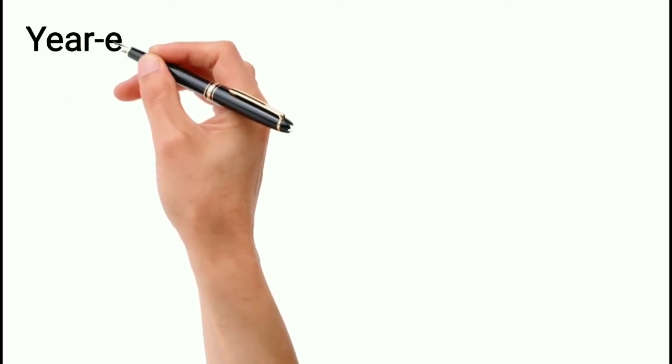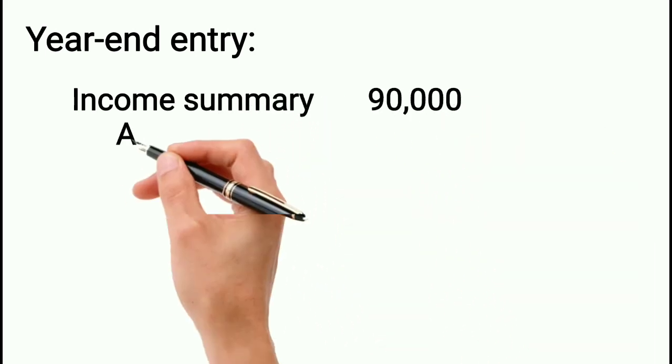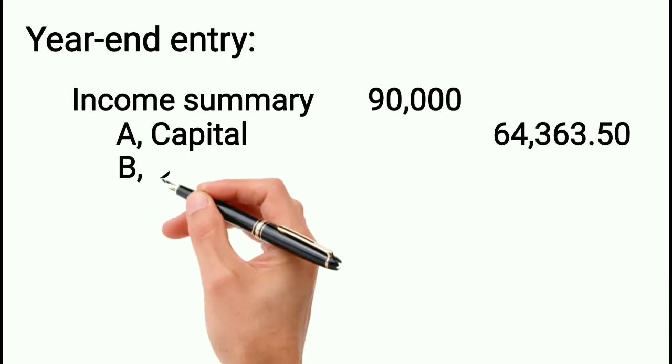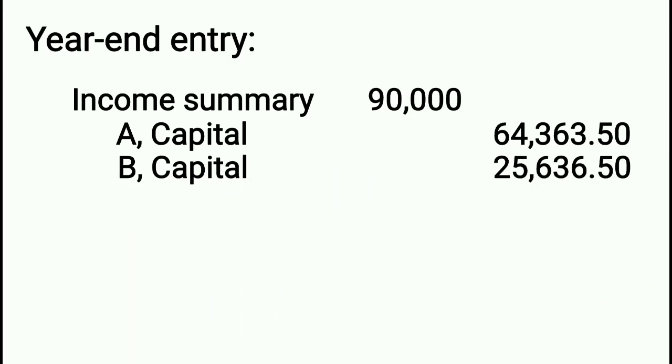We can now provide the journal entry to close the income summary to the partners' respective capital accounts. Debit income summary, 90,000 pesos. Credit A capital, 64,363.50. And credit B capital, 25,636.50.